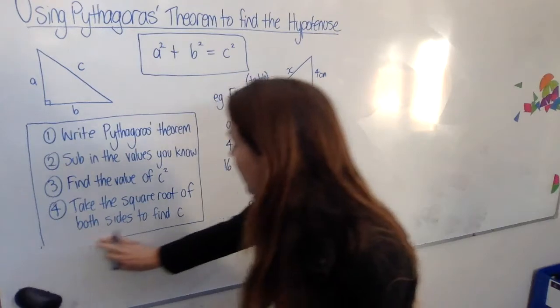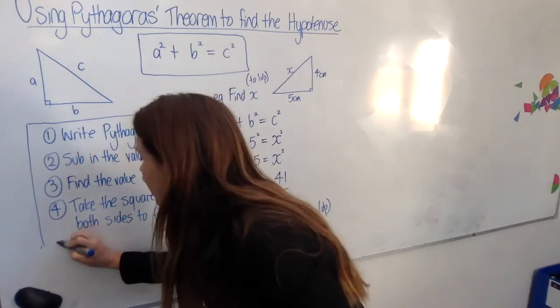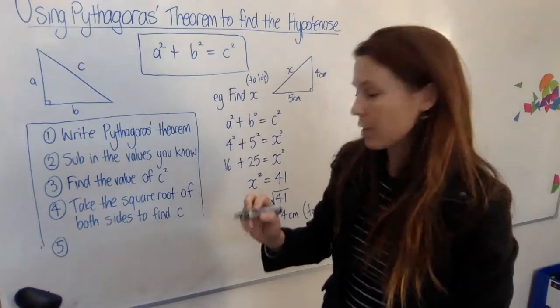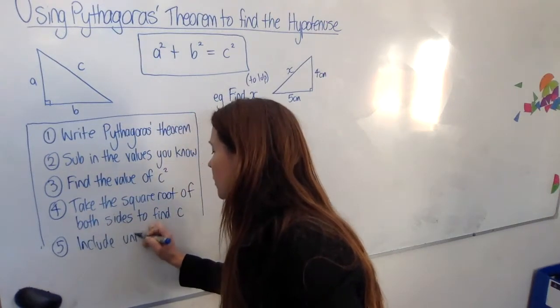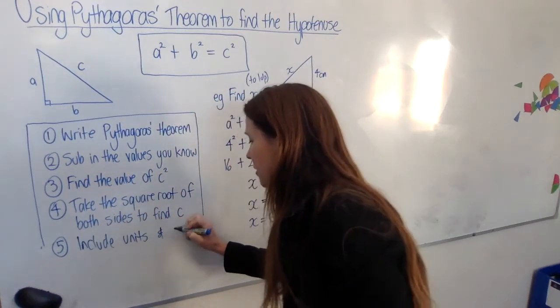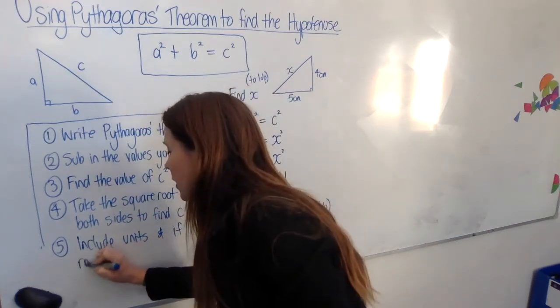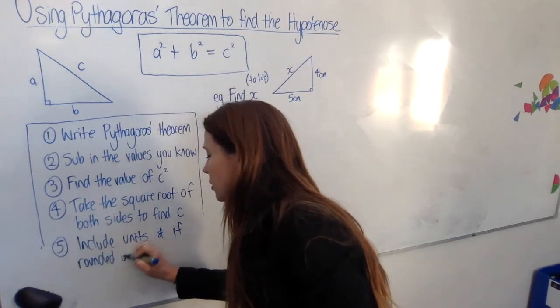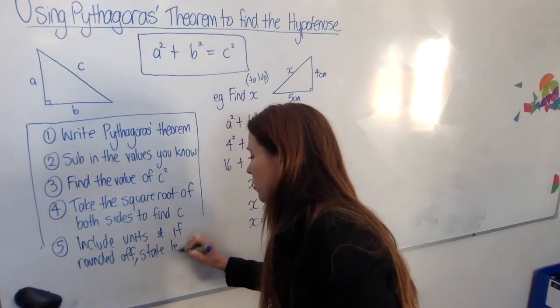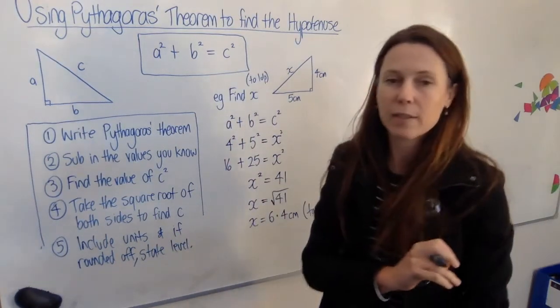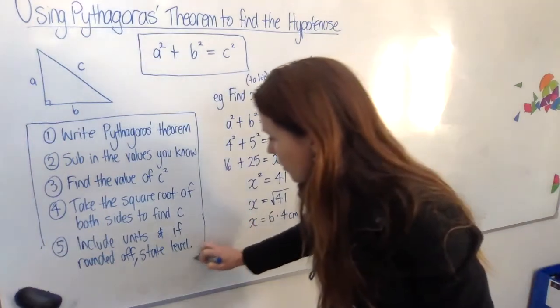Now let's include that in our steps, because that would be nice to add so that we remember to do it every time. Include units, and if rounded off, state the level that you've rounded it off to. Okay, that's a nice way to finish off our set of instructions.